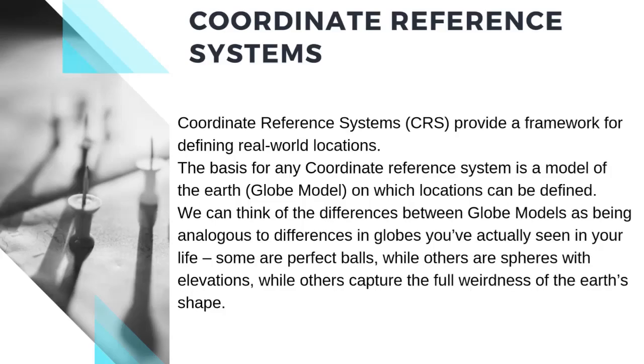Later on, we're working with a reference system. All our data has a framework, a reference system that contains it and helps us to position it in space. The basis of any coordinate reference system is a model of the Earth on which locations can be defined. We can think of the differences between globe models as being analogous to differences in globes you've actually seen in your life. Some are perfect balls, while others are spheres with elevations. Others might capture the full weirdness of the Earth's shape.